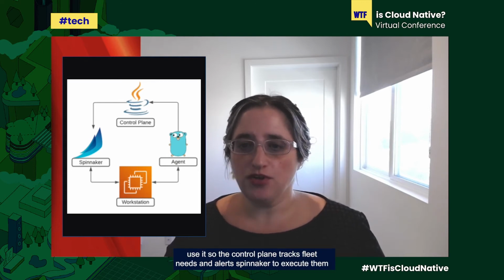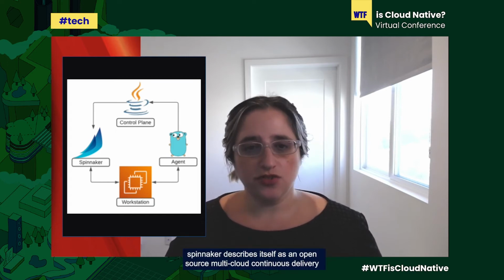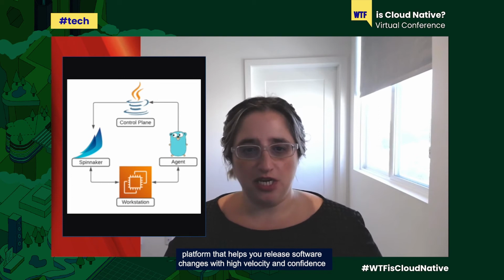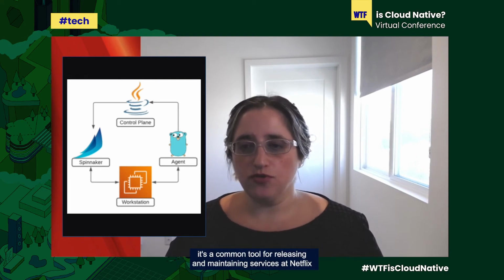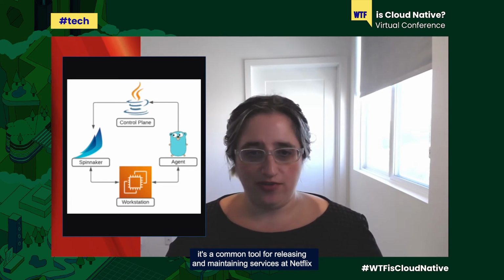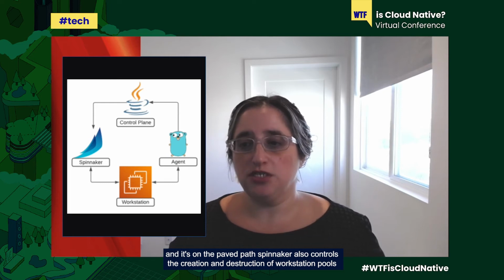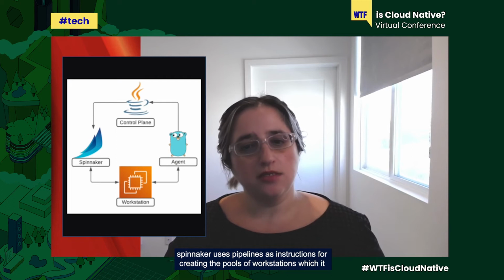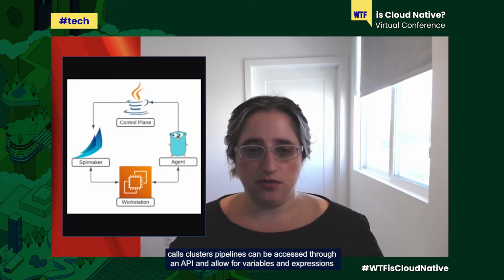So the control plane tracks fleet needs and alerts Spinnaker to execute them. Spinnaker describes itself as an open-source, multi-cloud, continuous delivery platform that helps you release software changes with high velocity and confidence. It's a common tool for releasing and maintaining services at Netflix, and it's on the paved path. Spinnaker also controls the creation and destruction of workstation pools. Spinnaker uses pipelines as instructions for creating the pools of workstations, which it calls clusters.